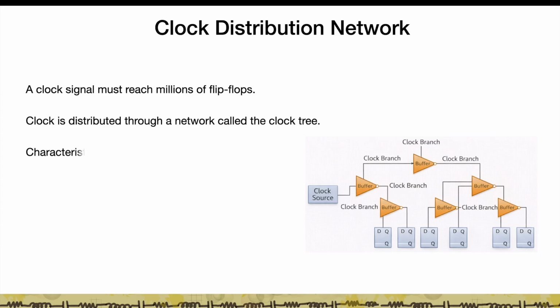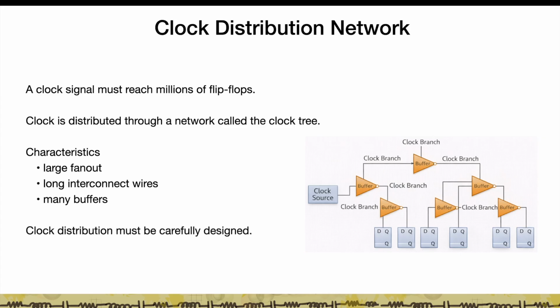A modern processor might have tens of millions of flip flops. Every single one needs to receive the clock signal every cycle, reliably, with controlled timing. You can't just run one wire from the clock source to all of them. A single wire driving that load would collapse under the capacitance. The edge would be so slow and degraded it would be useless.